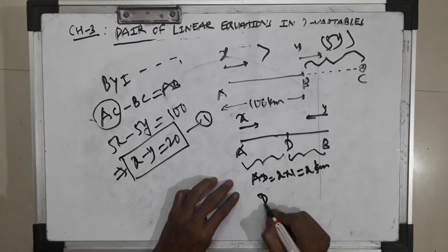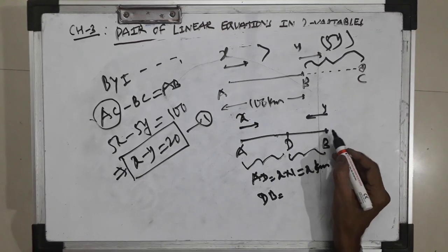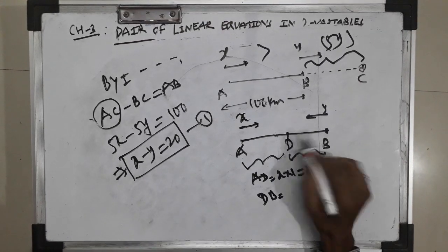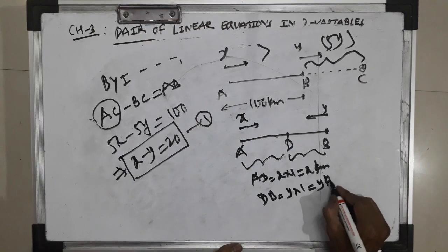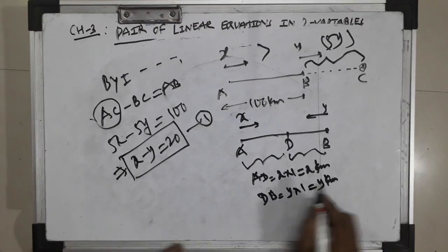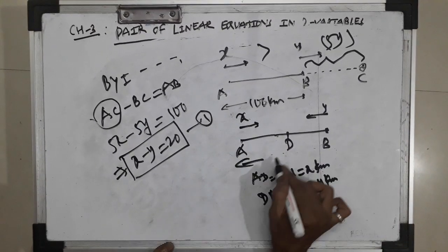Now suppose we consider this DB is the distance covered by the car leaving the place B in 1 hour, that is y into 1, that is equal to y kilometer. Now AD plus DB, the total distance between these two stations, is 100 kilometer.